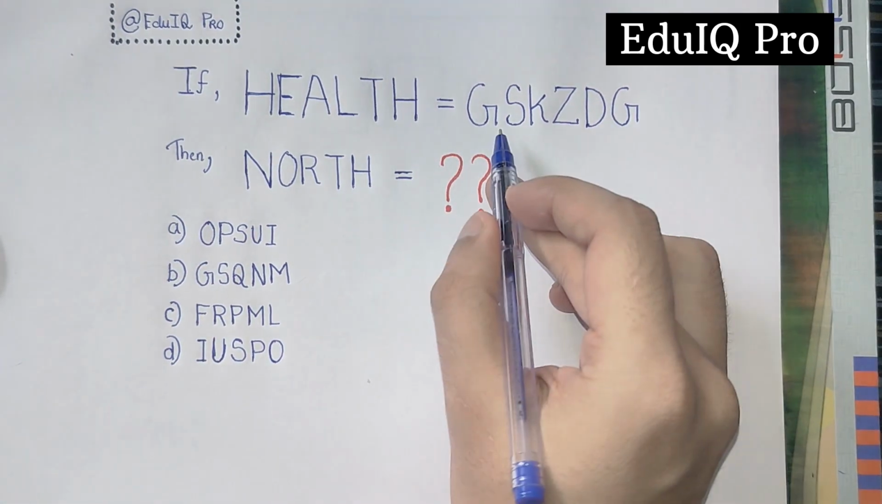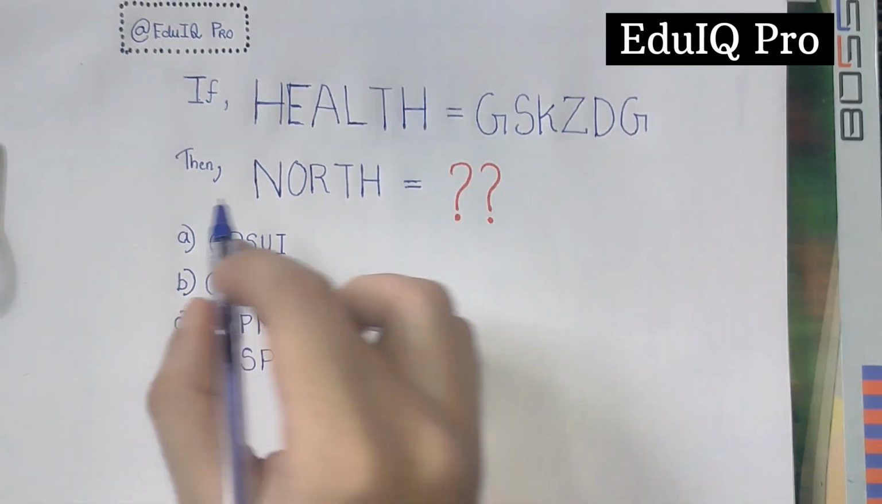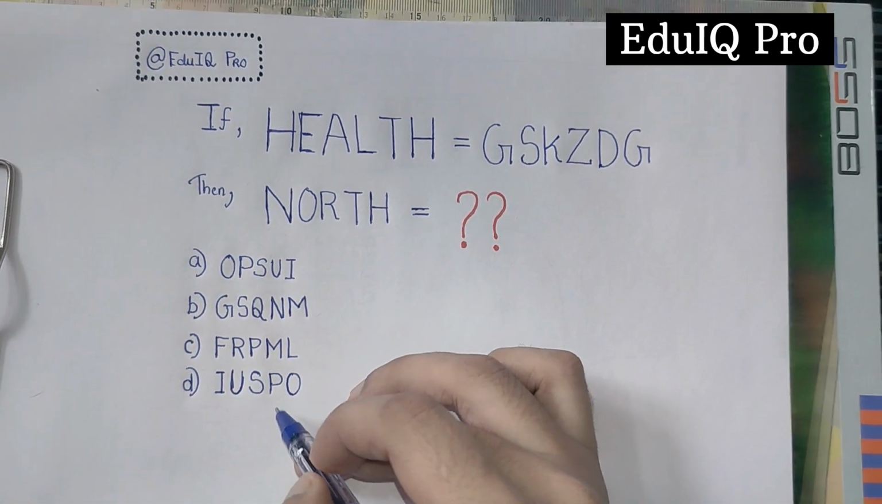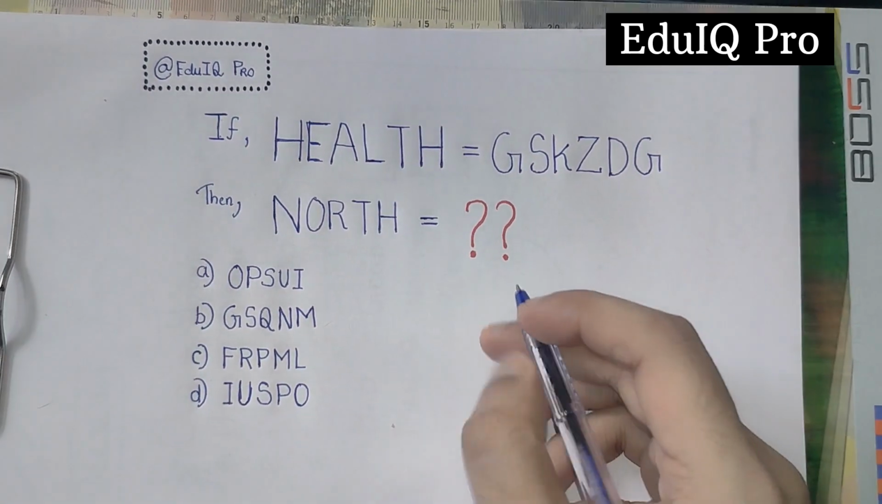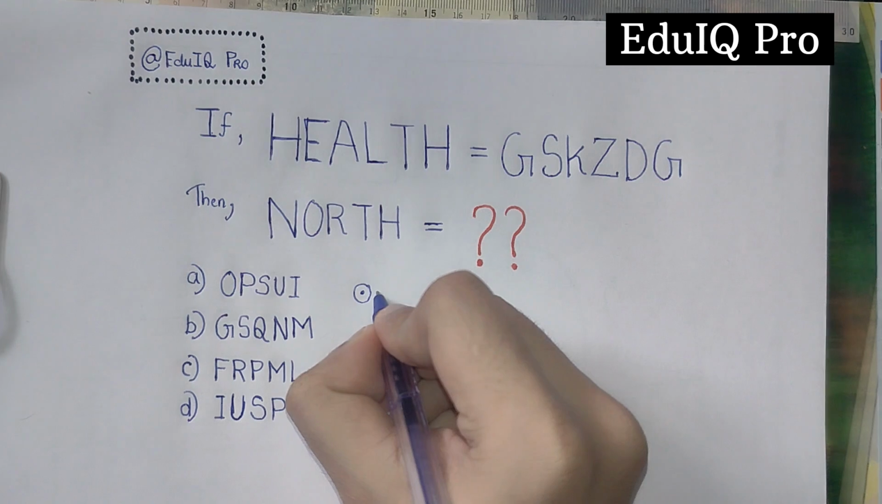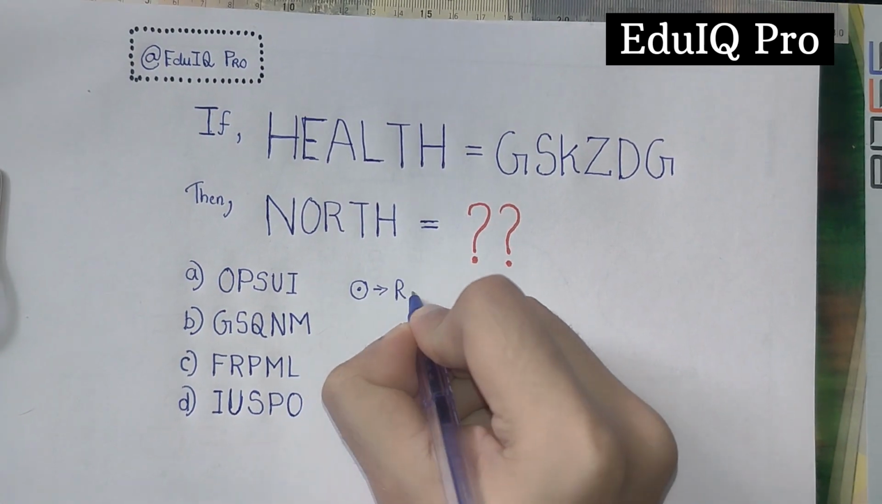So here is the question: if HEALTH is equal to GSKZDG, then what is the coded answer of the word NORTH? We have to find the answer from the given options. After analyzing this particular question, this is a rare type of question. You have to importantly note it down.